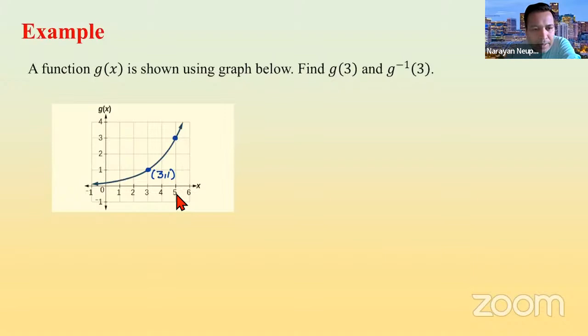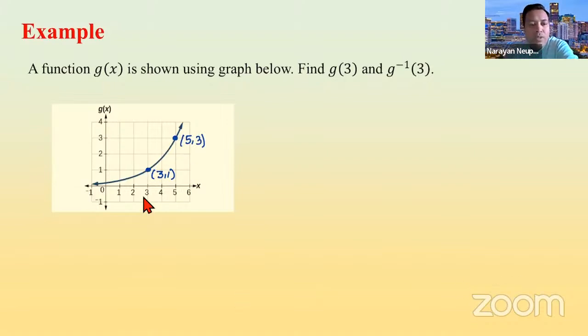So that is, as you can see, 5 comma 3. So that point is 5 comma 3. Now, when x equals 3, y is equal to 1 over there. When x equals 5, y is equal to 3 over there. Okay, that's what we know.